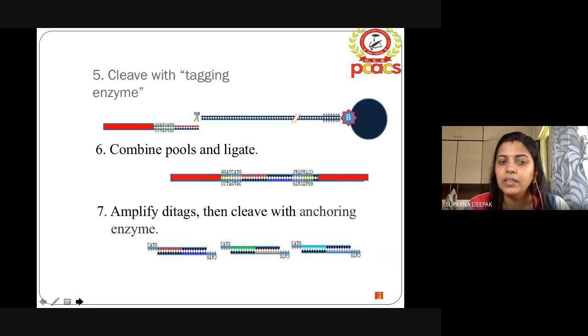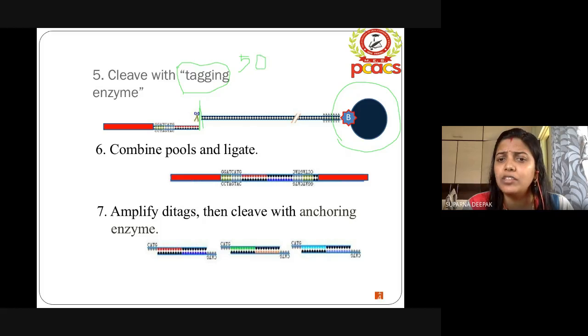Okay, is it clear? Then next, once they get ligated, you are using a different enzyme, that is your tagging enzyme. What was it before? The anchoring enzyme. Then you are using the tagging enzyme. What will the tagging enzyme do? It will cleave at some other region. See, and you are using this same thing. There are n number of different types of mRNAs. So say you have 50 different types of mRNAs.